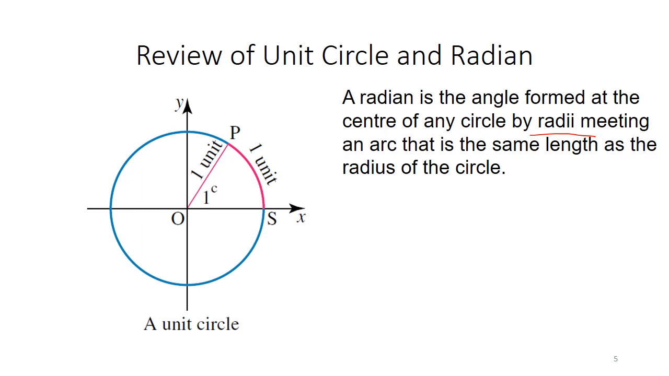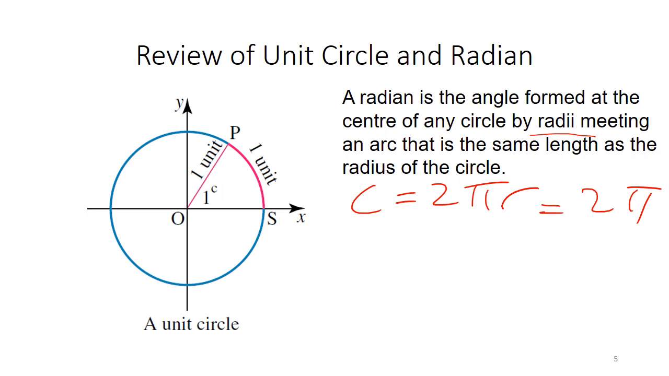So, you know the circumference of a circle, right? A circumference of a circle would be 2πr, but for the unit circle it would be 2π, right? Because the radius is just 1. If you think about it, if the radius is 1 unit, then the circumference would be 2π units. And the angle at the center of the circle would be 2π radians.